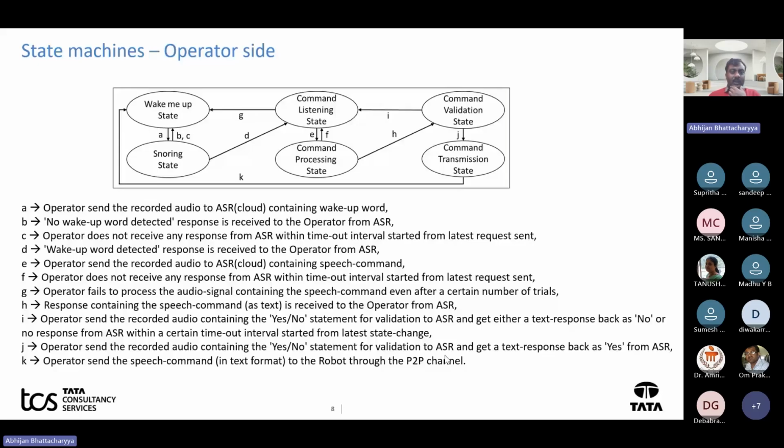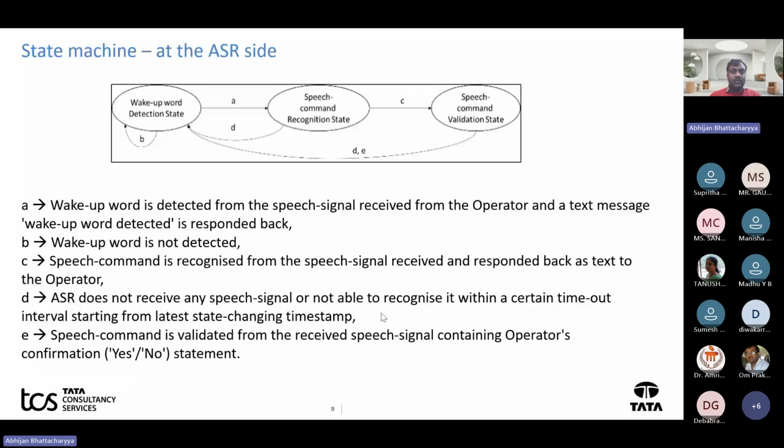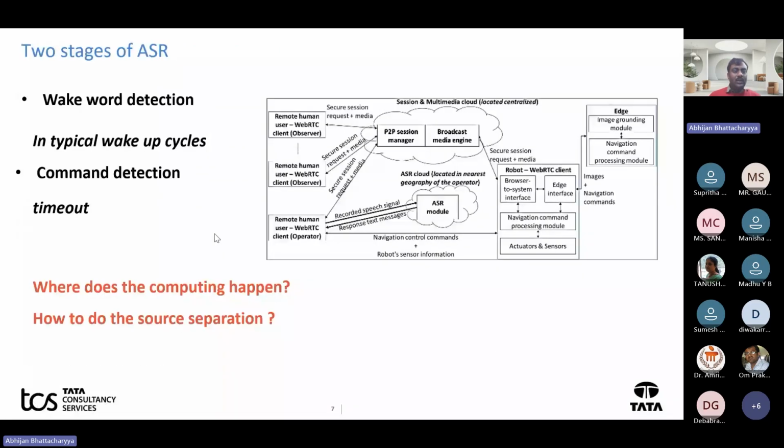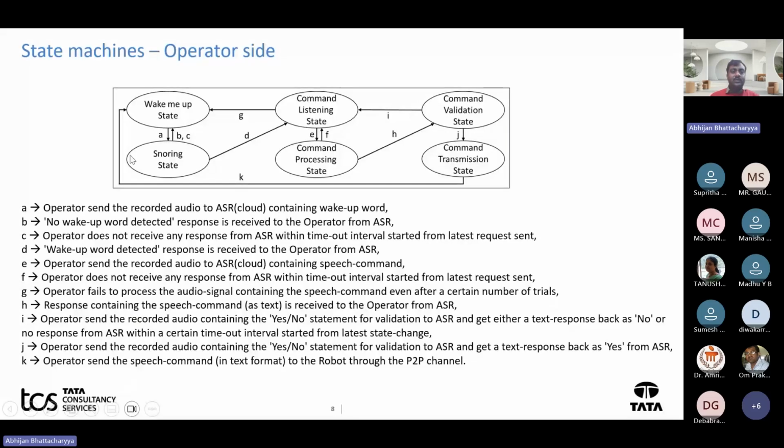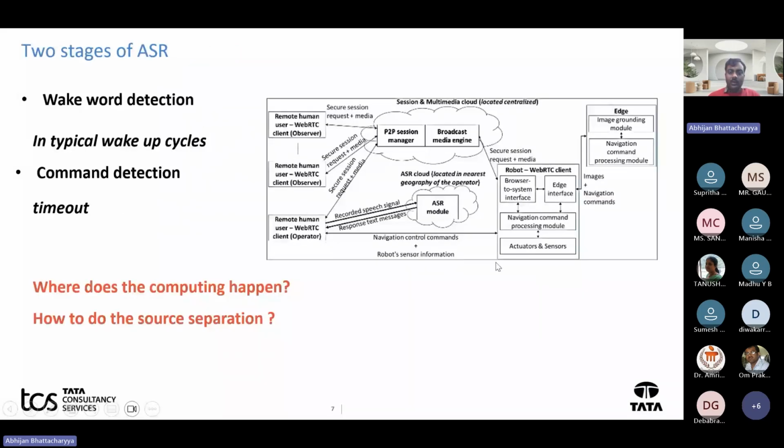As you can see, it will be snoring, and from time to time it will wake up, and then there will be the command listening. Once the wake me up is successful and it listens to the command, it will go to command validation, and then to command transmission, right? This was on the operator side. On the operator side, there has to be some mechanism to send the recorded voice to a separate channel, because there is one audio video channel between the human operator and the robot.